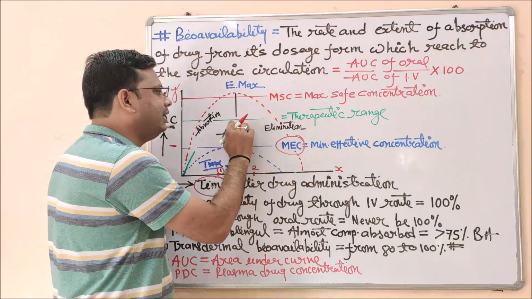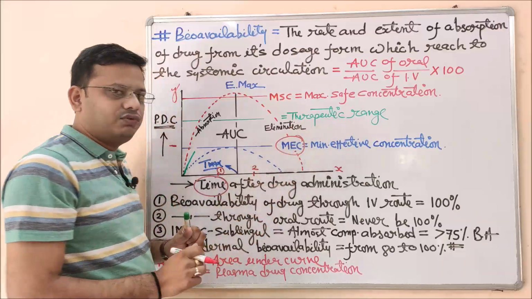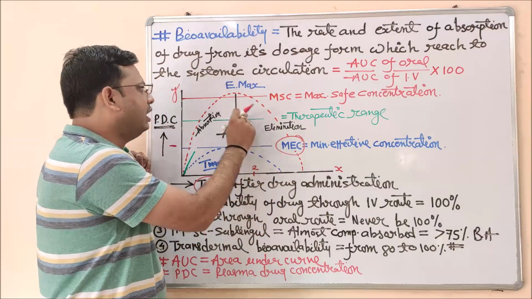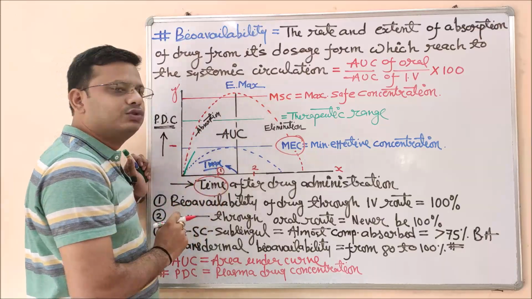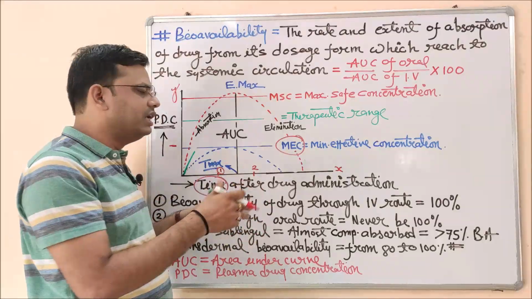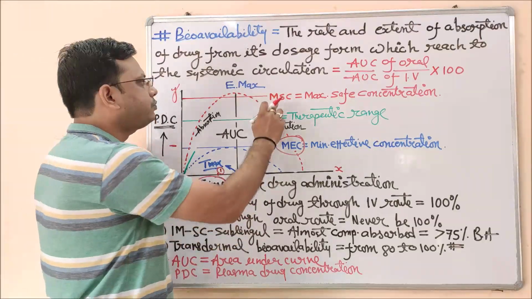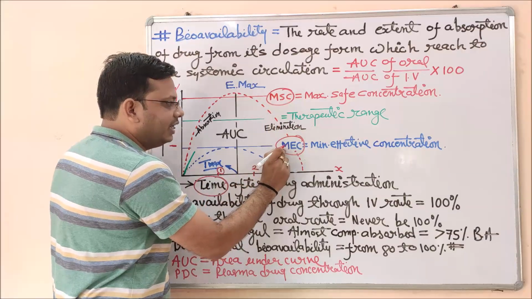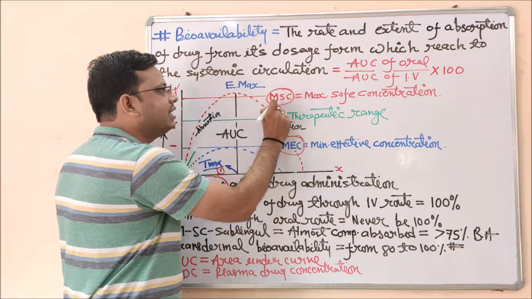The other one is the green line, that's called the therapeutic range. What is the therapeutic range? You will get it very soon. Let me skip this line first. Now the next line is in red color. So obviously red indicates dangerous, green indicates good, and blue is just a starting point. So the red one is explaining the MSC. Here it is MEC. Now here it is MSC.